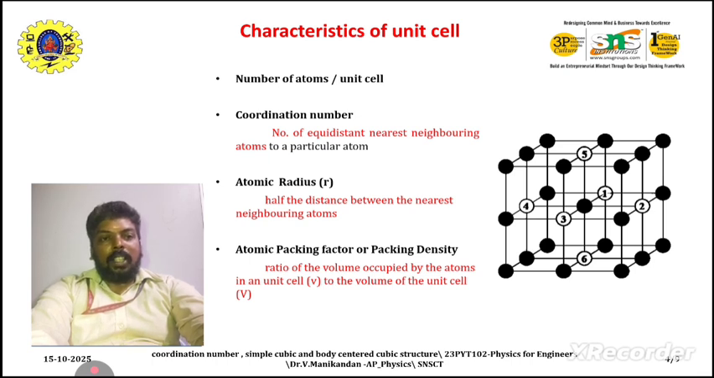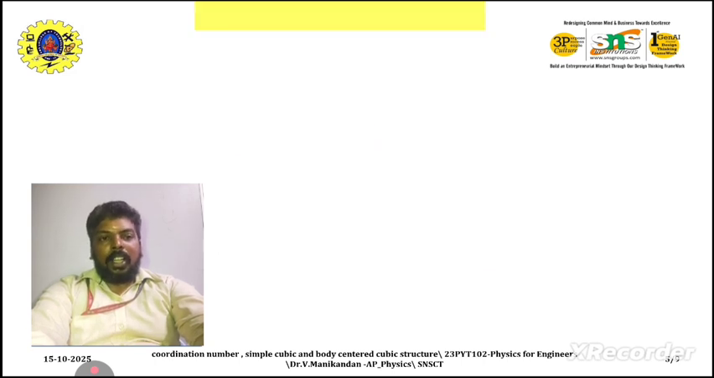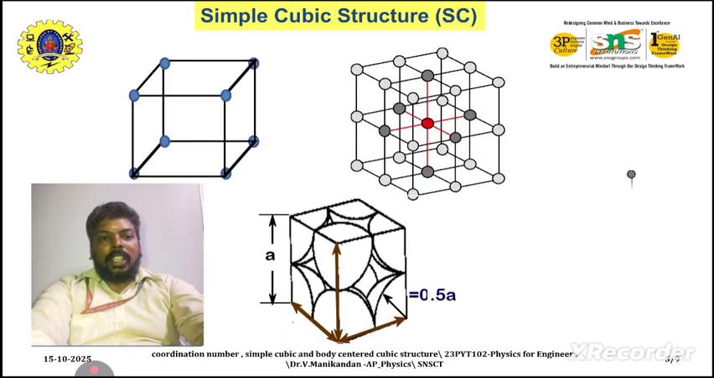Coordination number is the number of closest atoms to a particular atom in the unit cell, that is, the number of nearest neighboring atoms connected to that particular atom. This is called the coordination number. For a simple cubic structure it is 6.